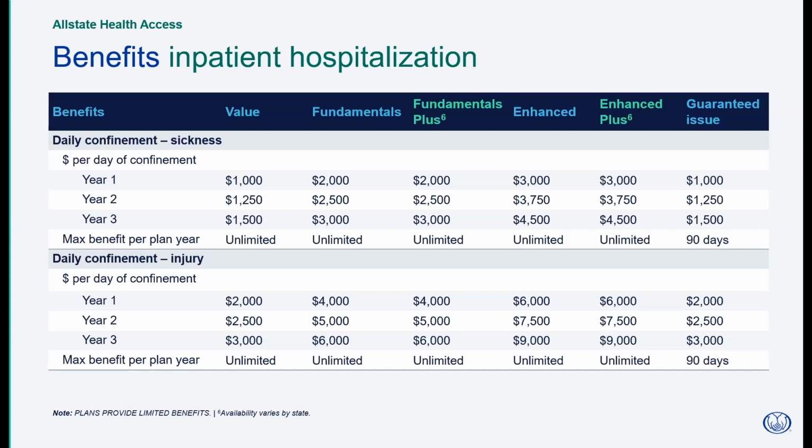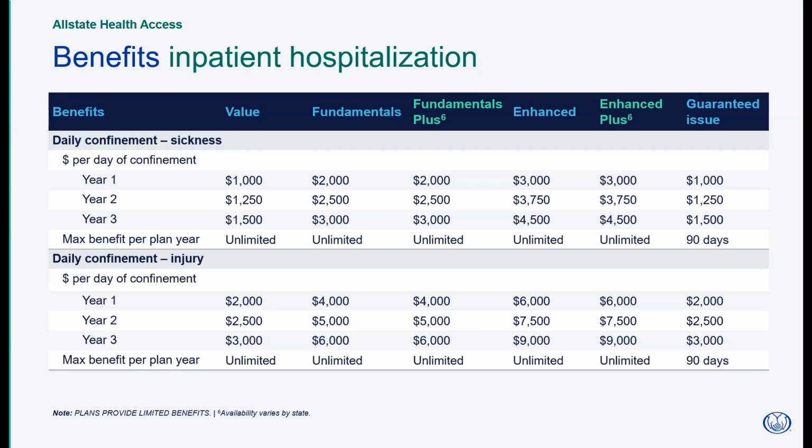So let's use an example here so that you can get an illustration of how this actually works. If we have the enhanced plan and you have a client that is confined in the hospital for sickness, and it's year 1, they are going to receive a $3,000 per day benefit as long as they're in the hospital, and that benefit is unlimited.